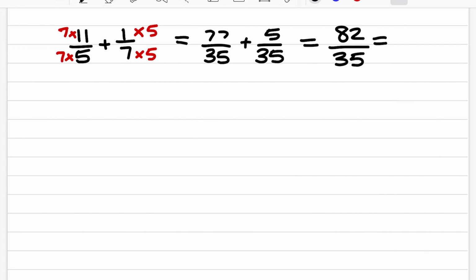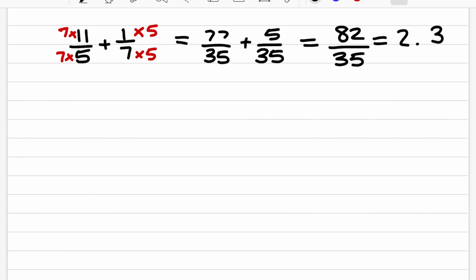And you can plug that into your calculator. 82 divided by 35 is 2.3 rounded. So still I would answer between 2 and 3 for this question. Now you don't have to do quite as much handwork as I did there. If you have a calculator that allows you to enter fractions, you could just enter 11 over 5 plus 1 over 7 right from the beginning.